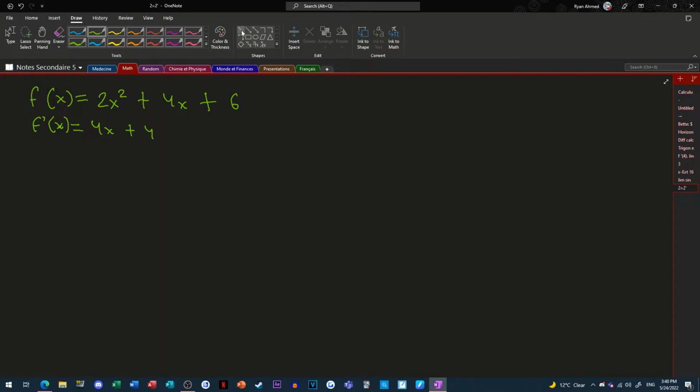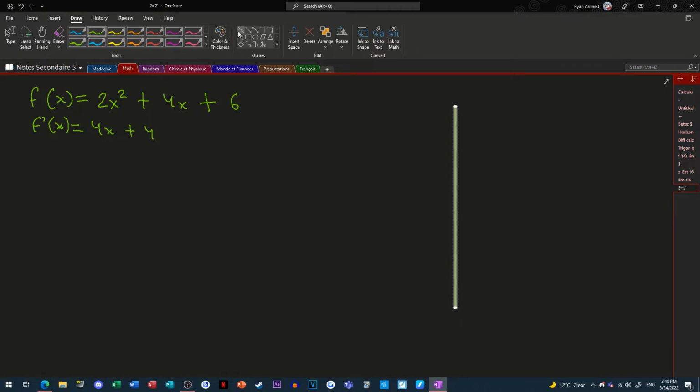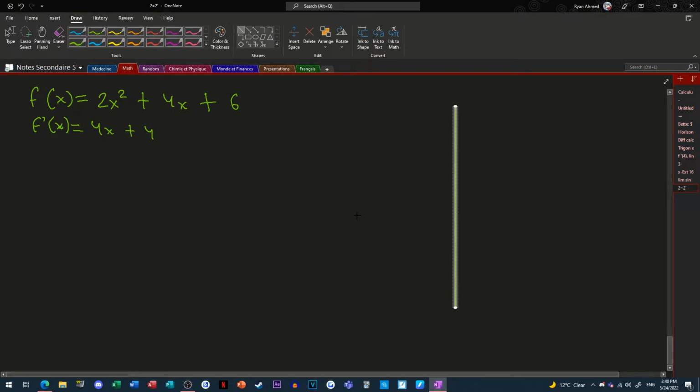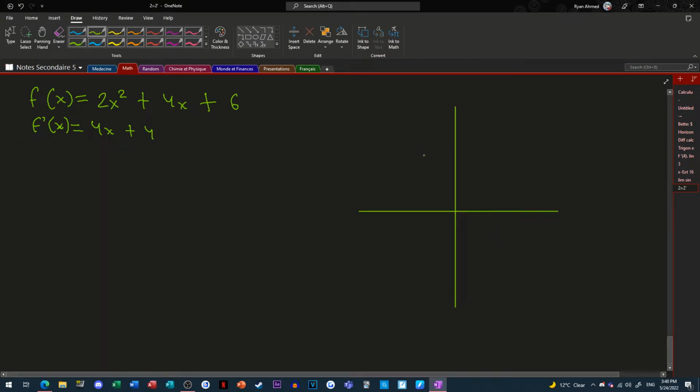So, first, let me just draw a quick graphic of my function, which is 2x squared plus 4x plus 6. Okay, let me just draw that, and then another line over here, like this. Okay, that should be fine. So this function, by memory, I know what it looks like, don't ask why. It looks like this. I just know it looks like this because I've worked with this function for a while.